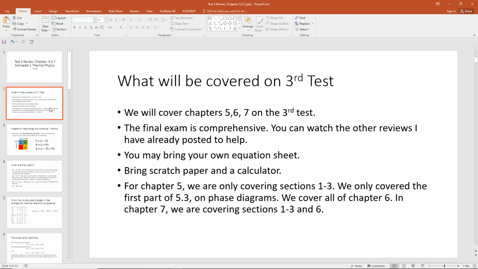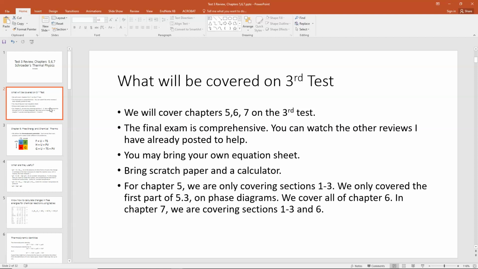You can bring an equation sheet, an 8.5 by 11 sheet of paper, and bring scratch paper and a calculator. I'll give you the constants sheets like I have on previous tests, and if you need the table with the values of the free energies or whatever from the back of the text, I will provide that too.